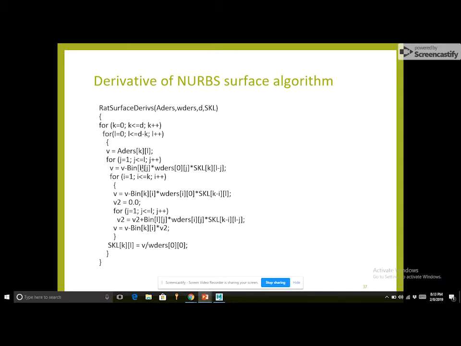Here in bin lj and in bin ki, the pre-computed binomial coefficients were already stored. So this algorithm gives an output skl, kl. It is the derivative of S of u comma v, k times with respect to u and l times with respect to v.